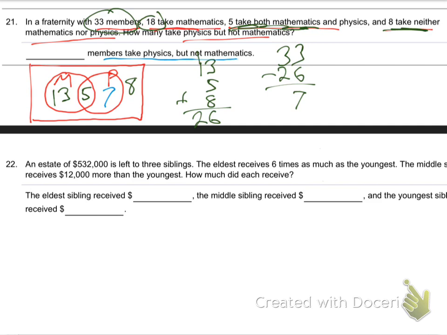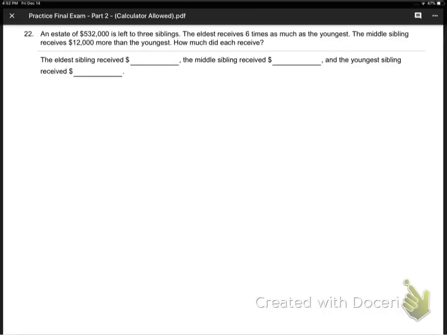How many take physics but not math? Well, that's these guys, these 7, because they're in the physics circle. See? They're in the physics circle right here, but they're not in the math circle. See how the math circle is over here? They're not in the math circle, but they're in the physics circle. 7.